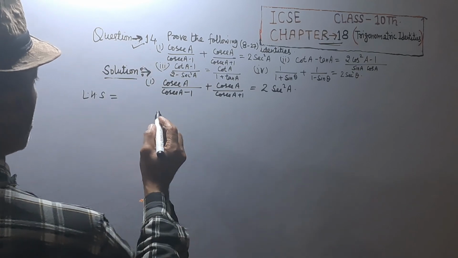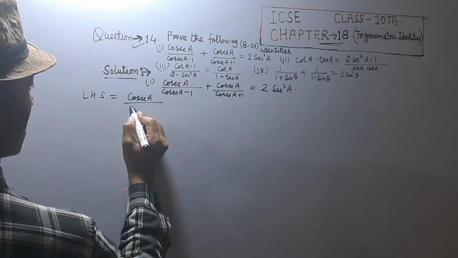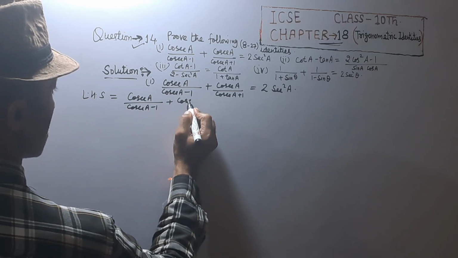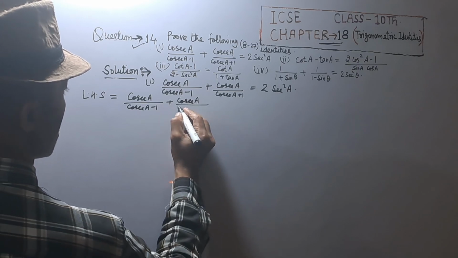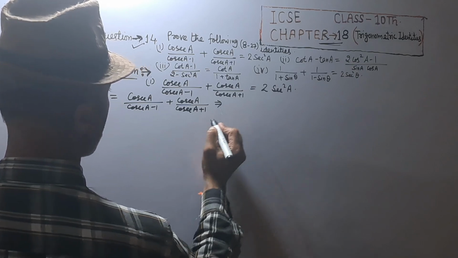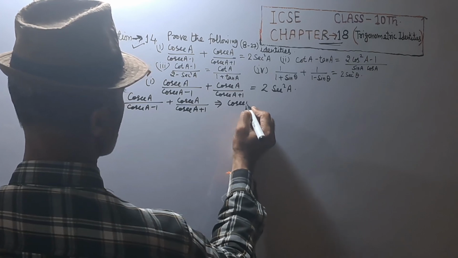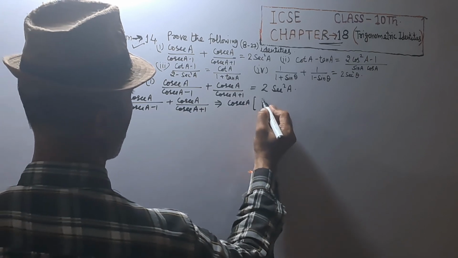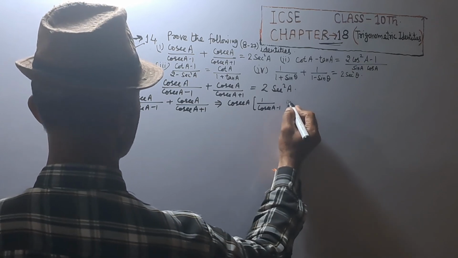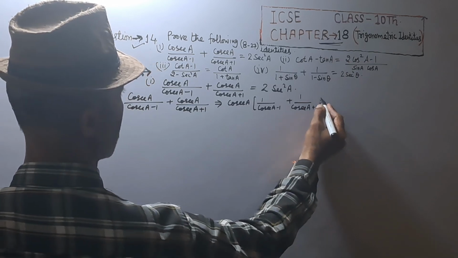Left hand side is equal to cosecant A upon cosecant A minus 1 plus cosecant A upon cosecant A plus 1, which implies cosecant A is common in bracket, 1 upon cosecant A minus 1 plus 1 upon cosecant A plus 1.